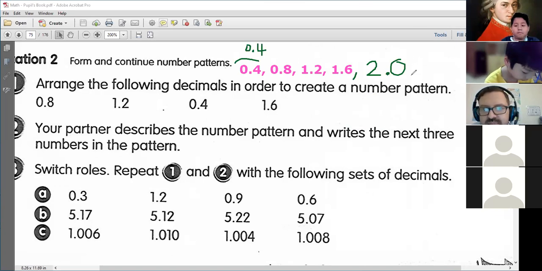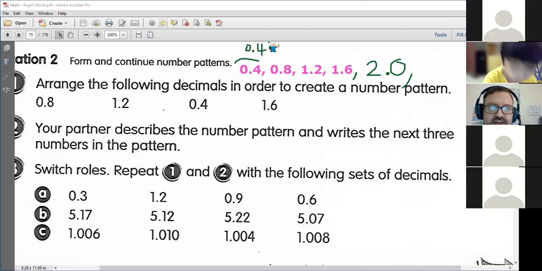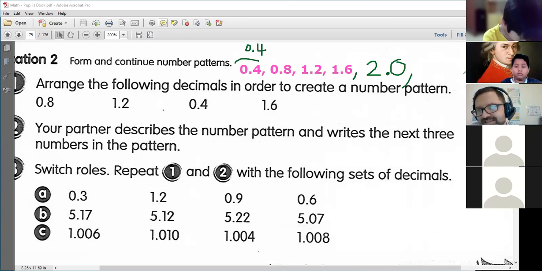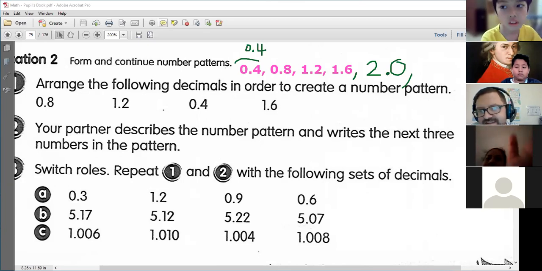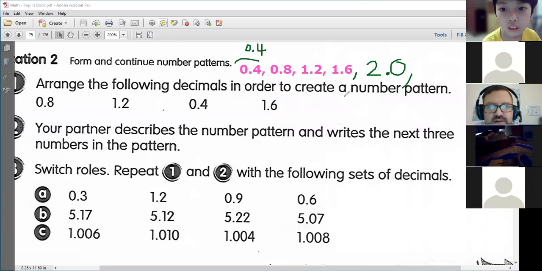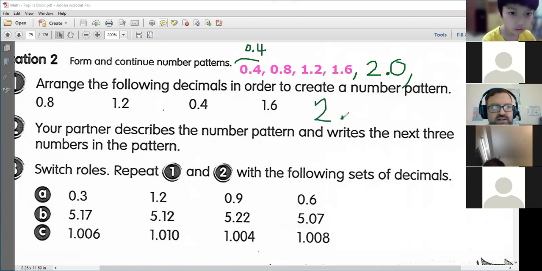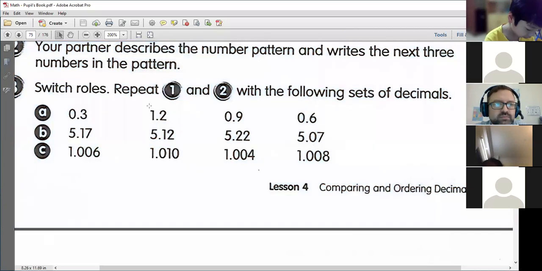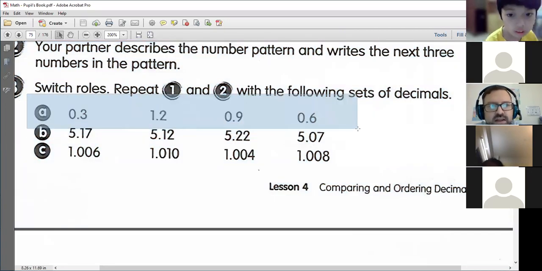But if we're following our pattern here, what happens? Halin, if I add another 4/10 here, what number am I going to get after 2.0? All right, 2.4. Just making sure we're all paying attention, kids. All right, let's look at letter A here.